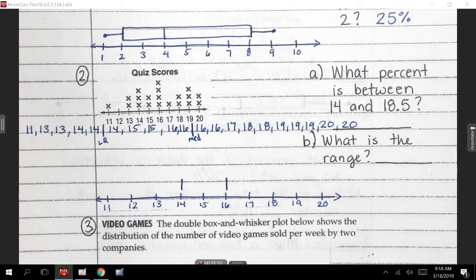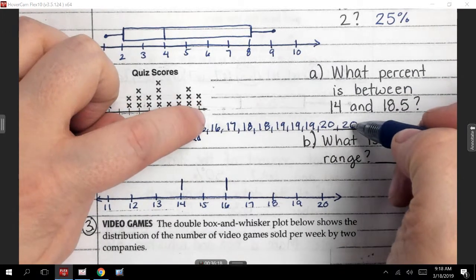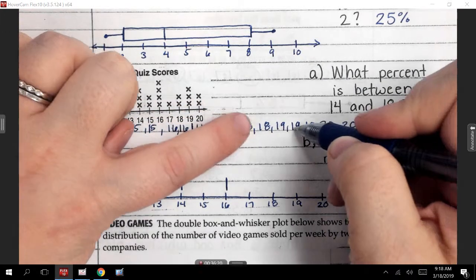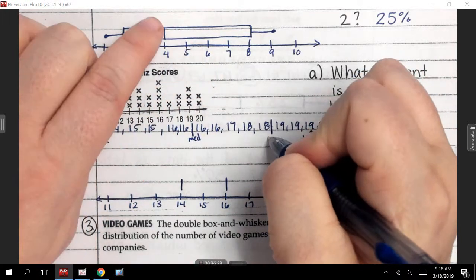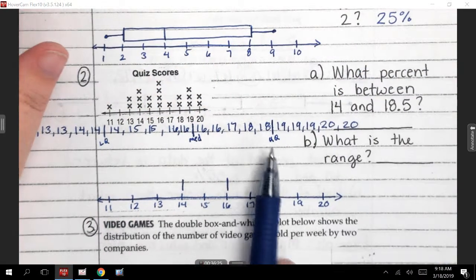Are y'all okay with how we're doing this? This is kind of review. The LQ and all that should be review. Maybe some good practice. What about my UQ? Alexandra? I didn't get 19. Locke? I didn't get that. 18.5. So when I count over, there's 1, 2, 3, 4, 5. I ended up between 18 and 19. Do y'all see that? So double check.